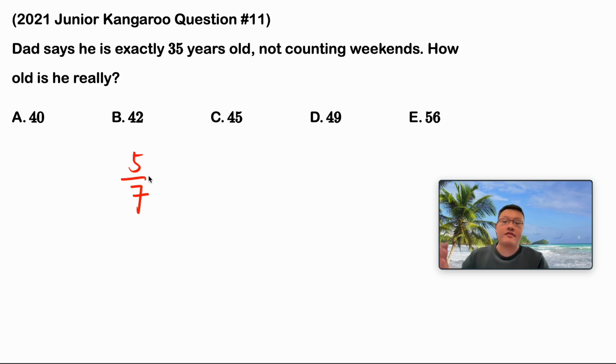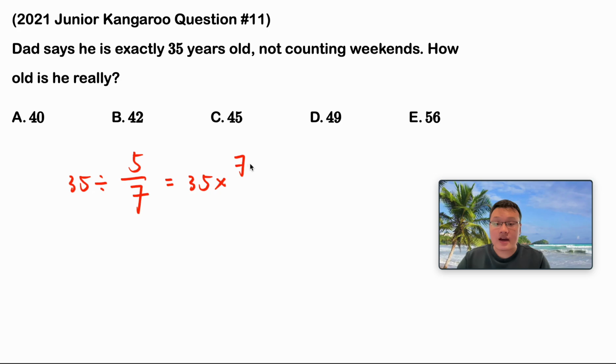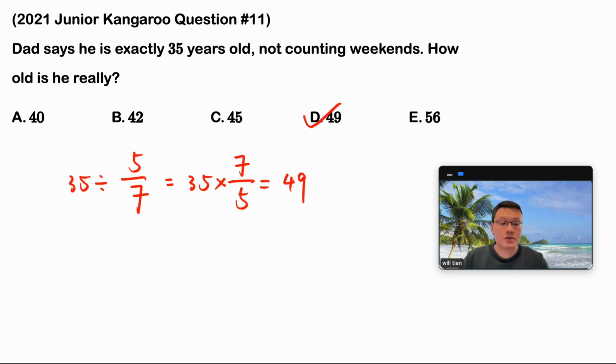So if you count 5/7, that fraction, you will be 35 years old, and then that means the real age will be 35 divided by this fraction. So we have 35 times 7/5, which equals 7 times 7, that will be 49, right? So the real age for that will be 49 years old.